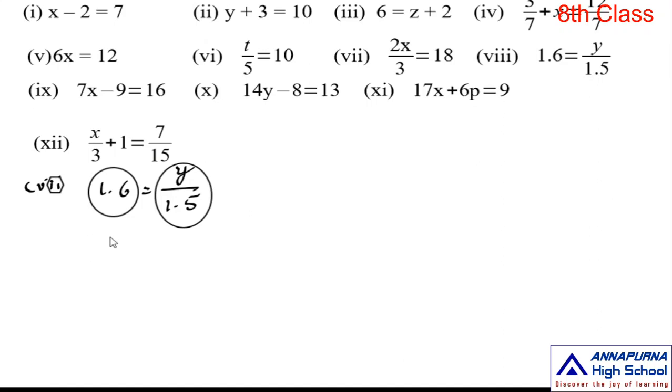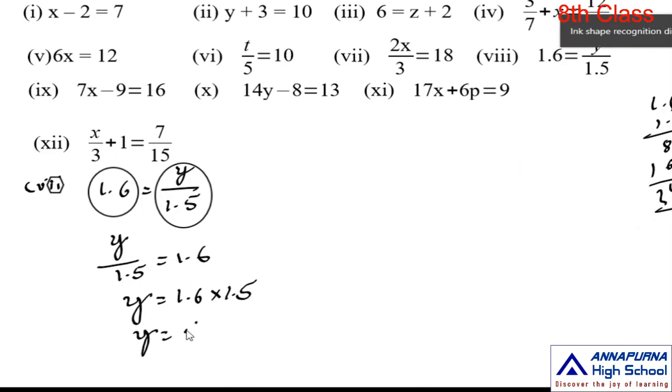When you do that interchanging, we cannot see any changes. So y by 1.5 is equal to 1.6. Now transpose this 1.5 to the right side, so y is equal to. This 1.5 divides y, so when you transpose it to the right side, it multiplies the right side part. On the right side we have 1.6 into 1.5, so y is equal to 1.6 into 1.5, which is 2.40, that means 2.4. Okay, so this is the 8th one.